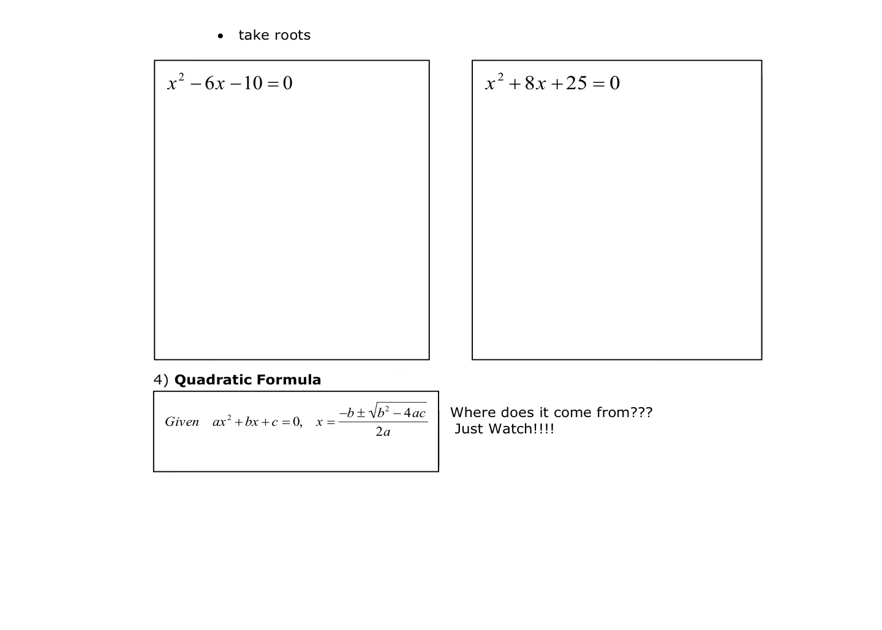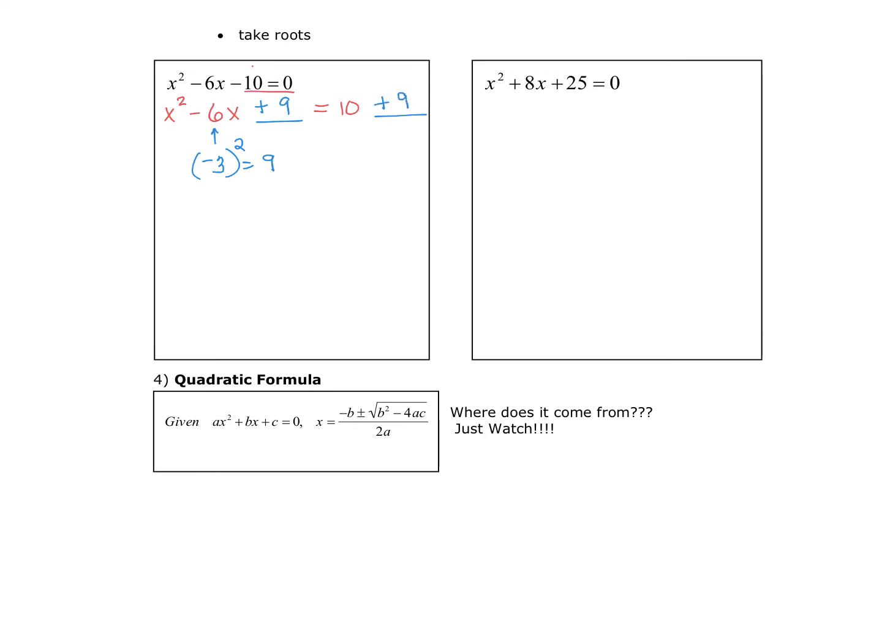Okay, so this is not a perfect square. So we're going to, in this case, move our constant out of the way. I'm going to add 10 to each side. And you'll notice I like to leave a little spot here. So all I did was move that 10. And I'm going to take half of negative 6, which is negative 3. And negative 3 squared is 9. So we're going to add 9 to each side of this equation.